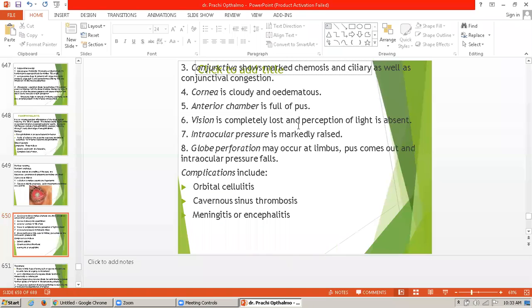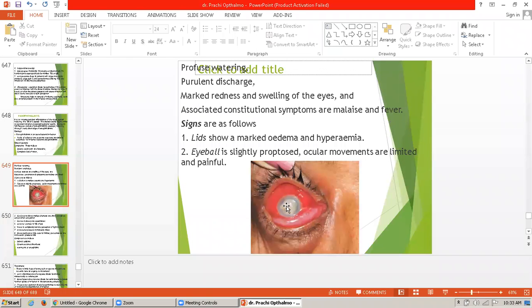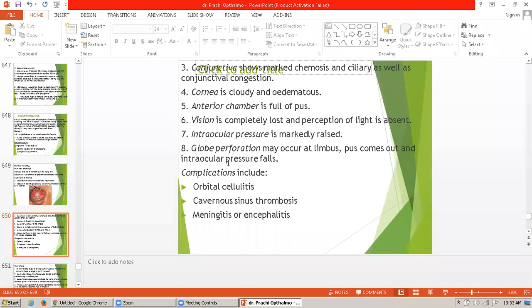Cornea is cloudy and edematous. Anterior chamber is full of pus. Vision is completely lost and perception of light is absent. Intraocular pressure is markedly raised and globe perforation may occur at the limbus. Pus comes out and intraocular pressure falls.